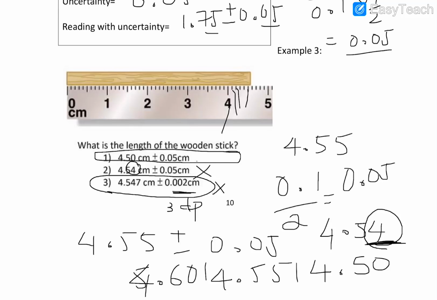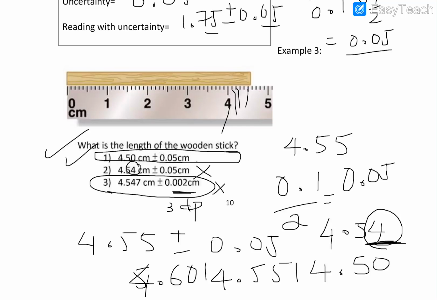This is well written. It might not be the one that is read the best. Maybe there has been some form of parallax error here, but it's the one that is quoted in the best way. So this is the right answer, the first option.